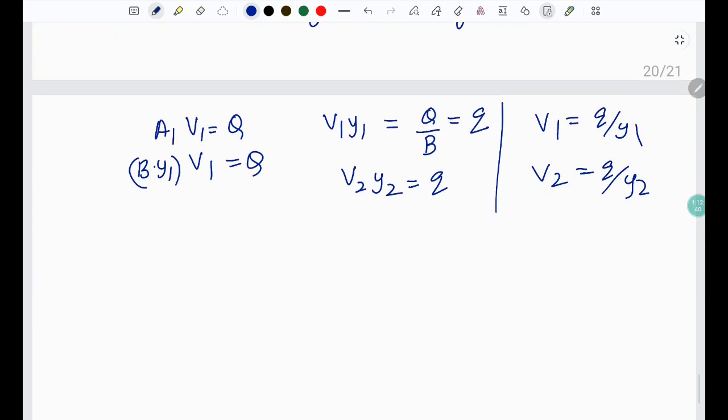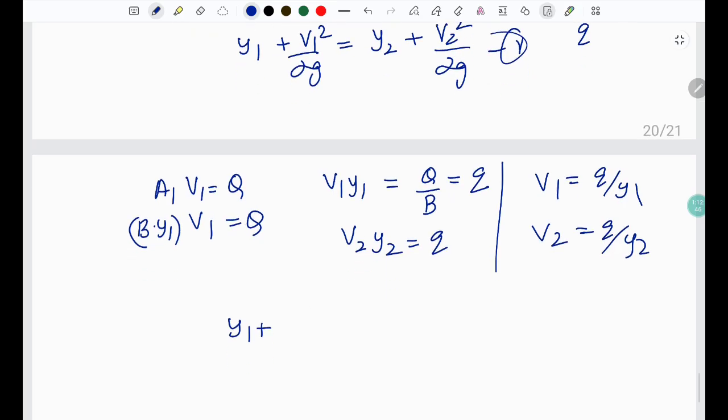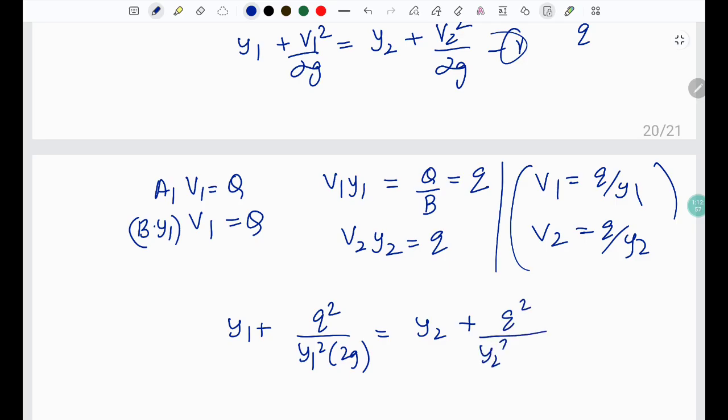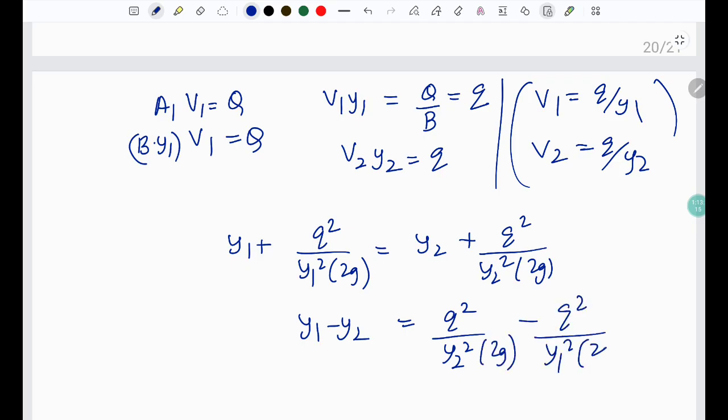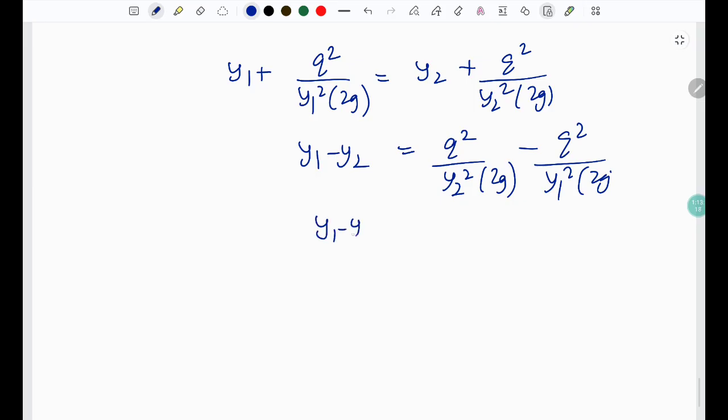Putting in this second equation, I can write Y1 plus V1 square, that is Q square by Y1 square 2G, equals Y2 plus Q square by Y2 square 2G. Let's match the like terms. We'll have Y1 minus Y2 equals Q square by Y2 square 2G minus Q square by Y1 square 2G. So Y1 minus Y2 equals Q square by 2G, which is common.